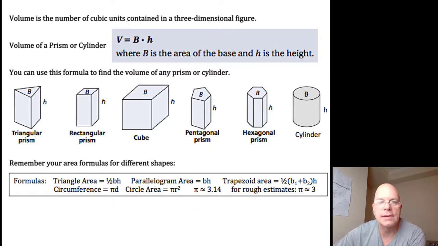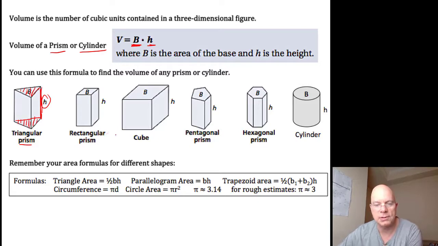Here's the nice thing. For all prisms and cylinders, because a cylinder is like a circular prism, acts just like a prism, all you have to do to find volume is find area of the base and multiply it by the height. The height is the distance between the bases. Now these have all been drawn nicely where the bases are the top and the bottom, but you know that won't always be the case. But for example, this triangular prism, you find the area of this triangle and find how far apart these triangular bases are, the height, and there's your volume.